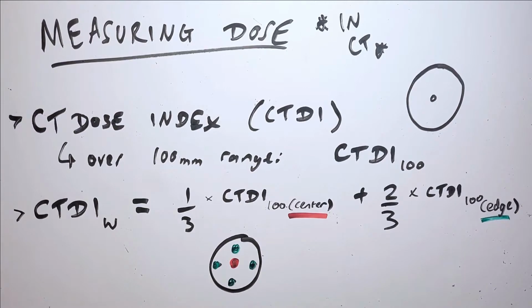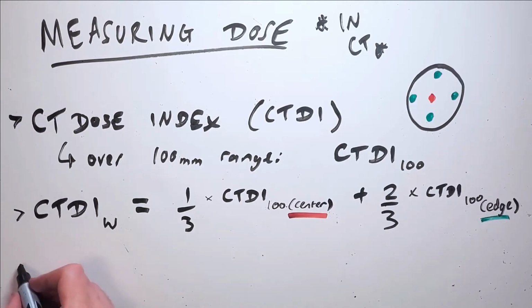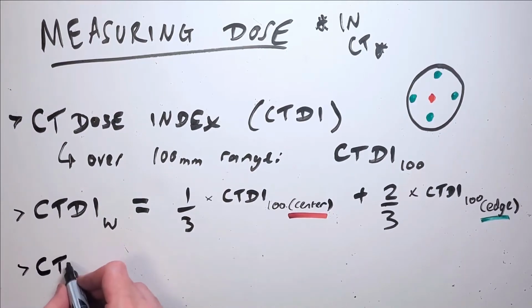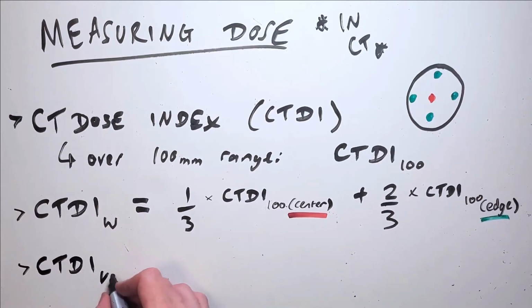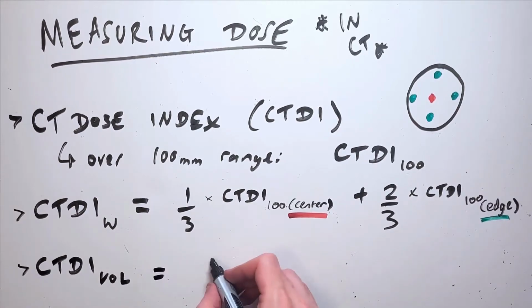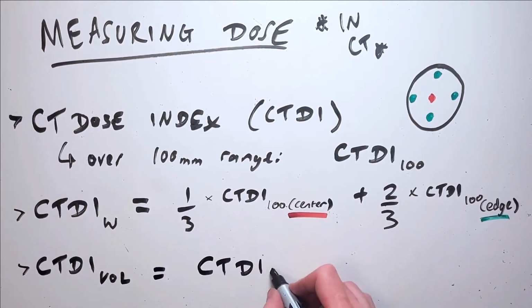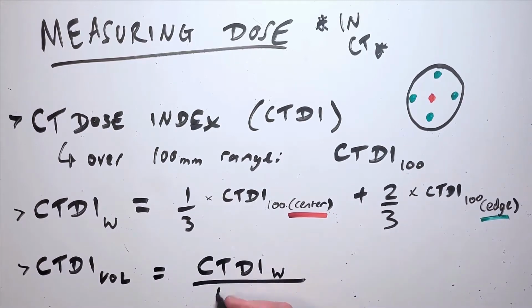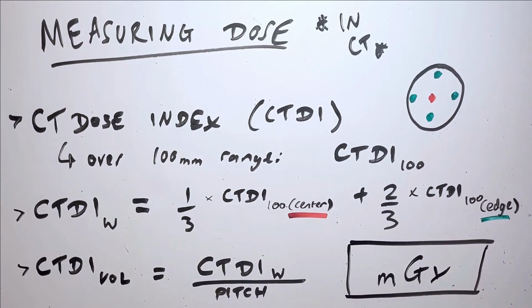The next factor to take into consideration is the pitch of the scan. The CTDI volume is a measurement that takes the helical pitch into consideration. Higher pitch means lower dose due to undersampling, and conversely lower pitch means higher dose due to oversampling. The CTDI volume is calculated by dividing the weighted CTDI by the pitch factor. These are all measured in milligrays.